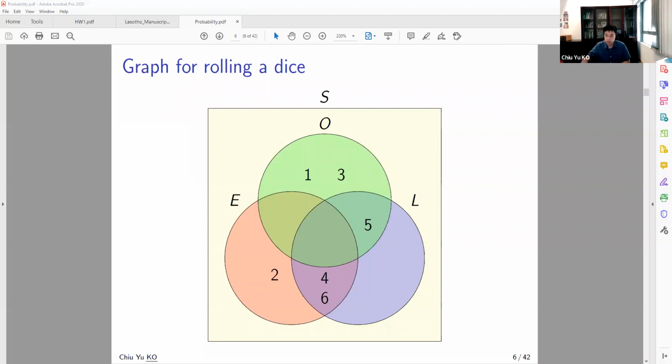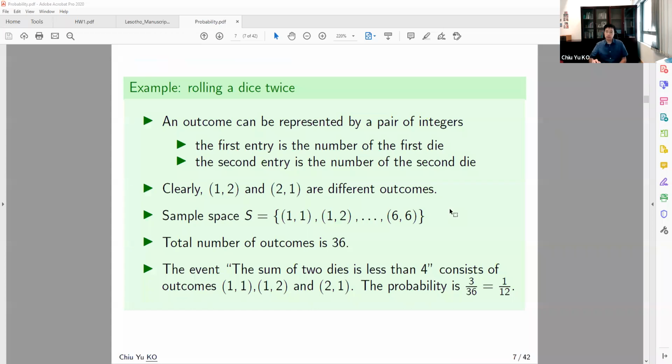Okay, so that seems fair enough. Now we are going into something a little bit more difficult. We talk about rolling a die twice. If you roll twice, then the outcome becomes more complex, because the outcome consists of the first roll and the second roll.